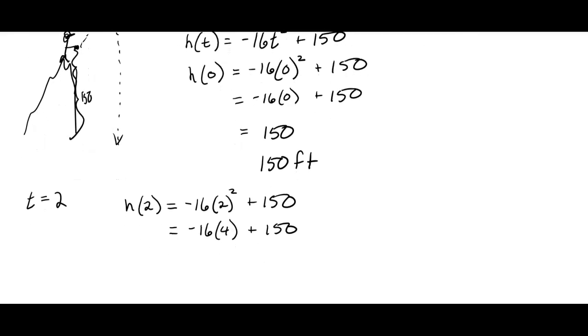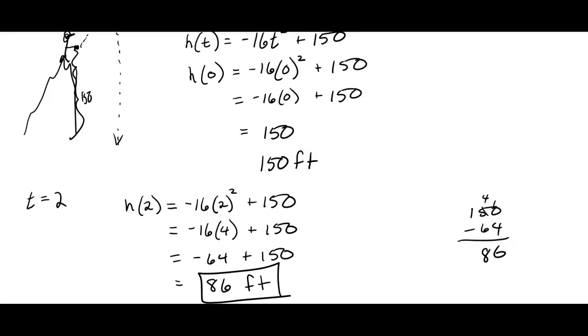Okay, so then you're going to get negative 64 plus 150. Okay, what's that? 150 minus 64. It's early this morning. Okay, 86 feet off the ground. So maybe after 2 seconds, it's right about there. Okay, so it's falling pretty quick to the ground. All right, that's that one.